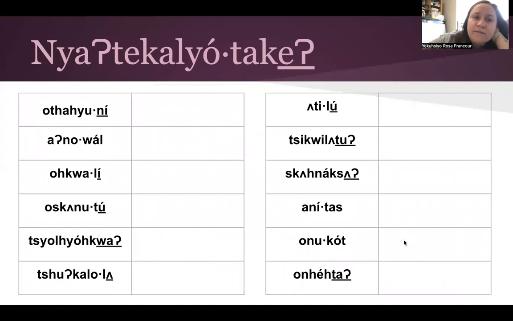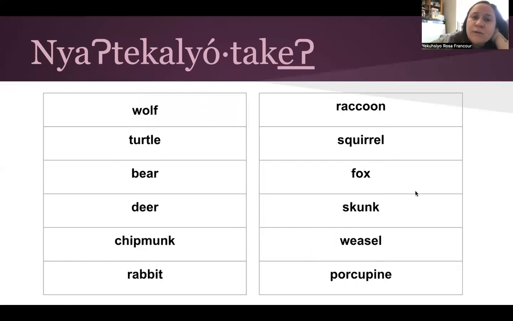So Otahyun is the first one. That is a wolf. Atnawal is a turtle. Okwal is a bear. So you can use this to do the same thing and just practice writing. You can do it the other way. And you can, okay, well, this is a wolf. What is the word in Oneida? Otahyun. Turtle, Atnawal. Squirrel, Jigwilant. Weasel, Onungot. Fox, Skatnax, whatever it is.